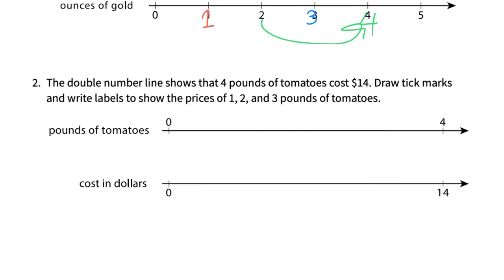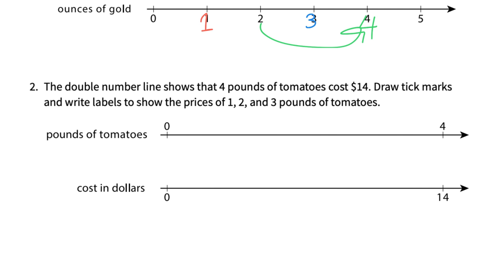All right, so doing the same idea for question 2. The double number line shows that 4 pounds cost 14 bucks. So they got it way over here. 4 pounds equals $14. Draw tick marks to show 1, 2, and 3. All right, so there is our 1, 2, and 3. So now we need to figure out the costs. Well, if 4 pounds is 14 bucks, 2 pounds has got to be 7 bucks.